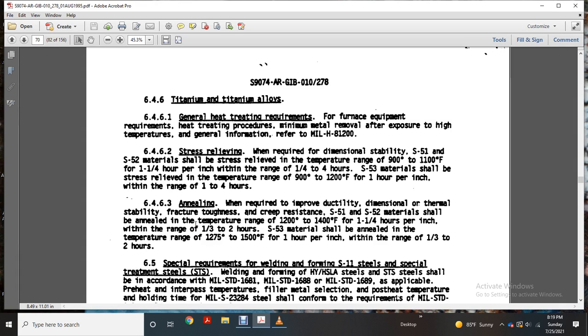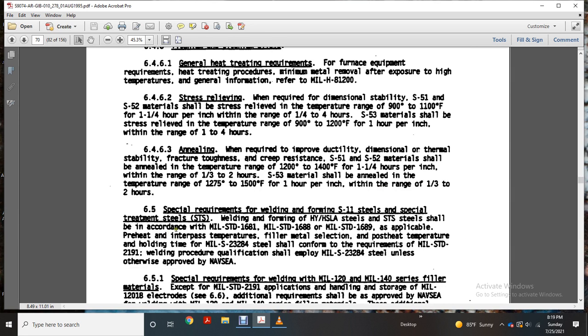Annealing, when required to improve ductility, dimensional and thermal stability, and fracture toughness. Creep resistant S51 and S52 materials shall be annealed at a temperature ranging from 1200 to 1400 degrees for 1¼ hours per inch, which ranges from 1/3 to 2 hours. The S53 material should be annealed at a temperature ranging from 1275 to 1500 Fahrenheit for 1 hour per inch, which ranges from 1/3 to 2 hours.